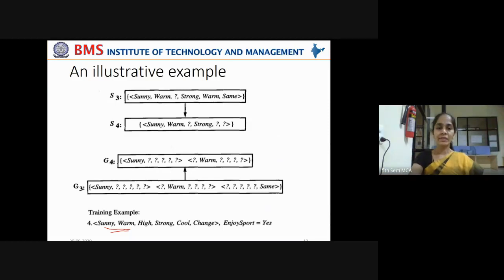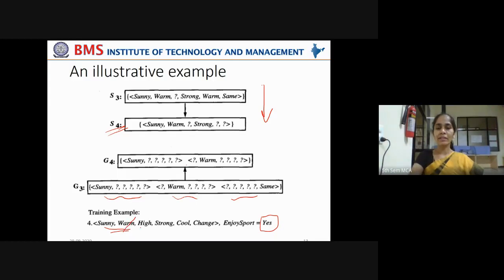Now see here, this is our latest hypothesis so far. Now from this, see the training example. Let us come from the upward direction because it is an S. Let us start from this direction. Now sunny, warm, question mark, strong, warm, and same. This is the hypothesis consistent with the training examples encountered so far. Now the 4th training example will modify S3 to S4. How? Sunny, it is not changed. Warm, it is not changed.